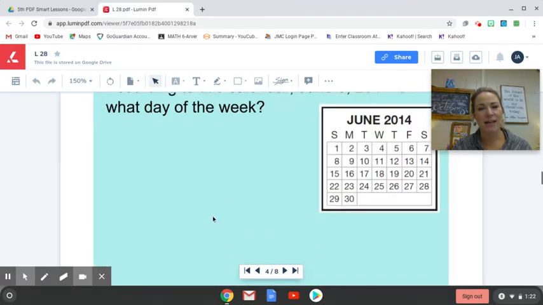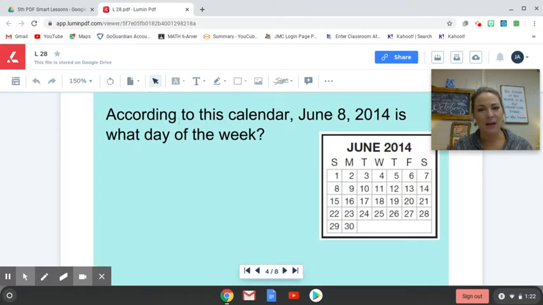Example 2, taking a look at this calendar. According to this calendar, June 8th, 2014 is what day of the week? So just understanding how to read a calendar. That is my anniversary, not 2014, but my anniversary day. It's a good day. So June 8th. So here we go, June 2014. We're looking for the 8th. Right there. Sunday. So what day of the week? Sunday.